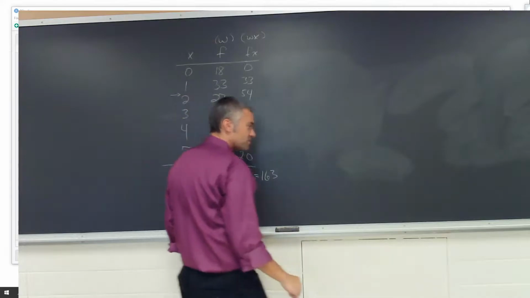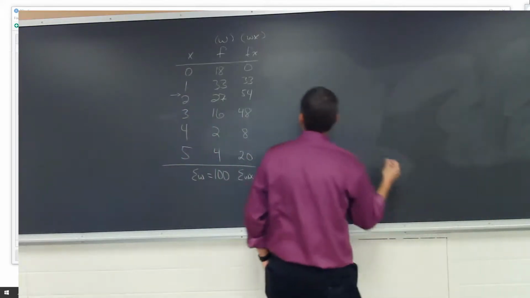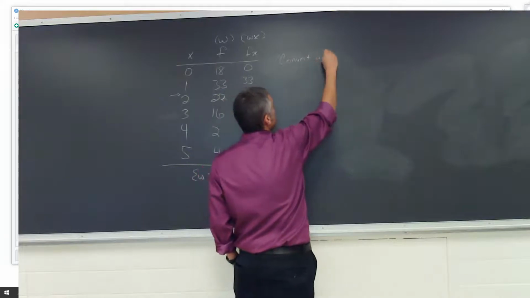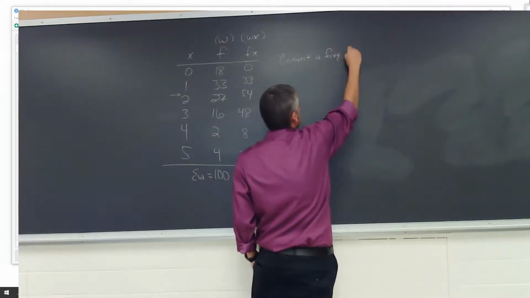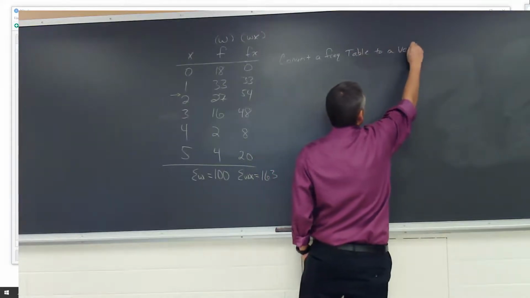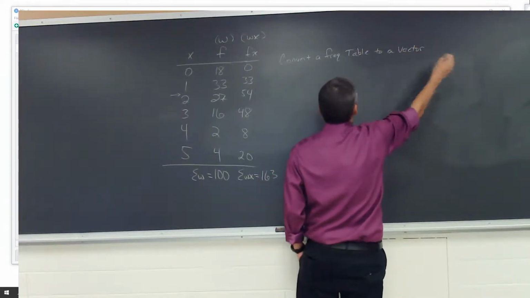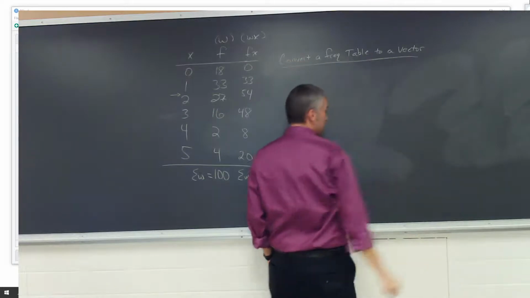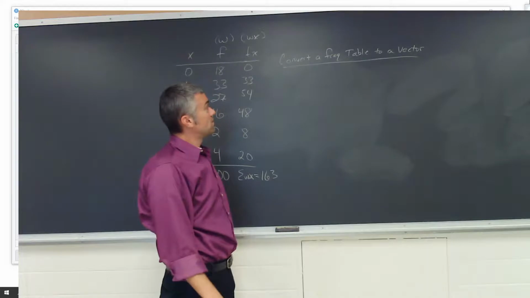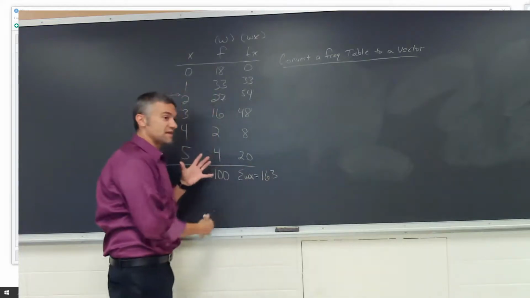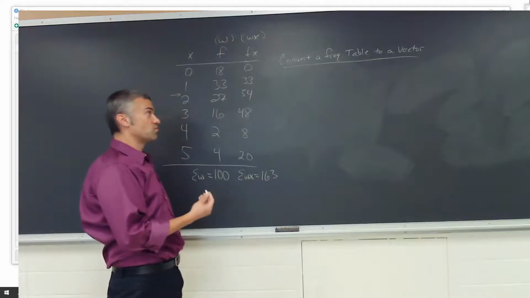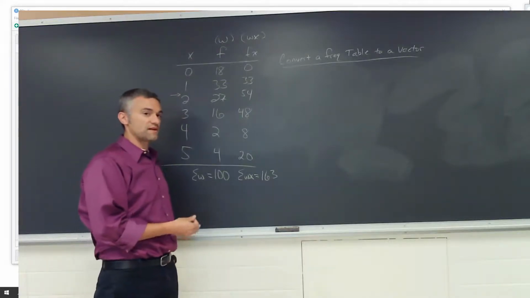So, convert a frequency table to a vector. And we're going to do that several times throughout the course. So we have this frequency table. What we want is a vector of the data. So question 1, what is the data that we want to vector?